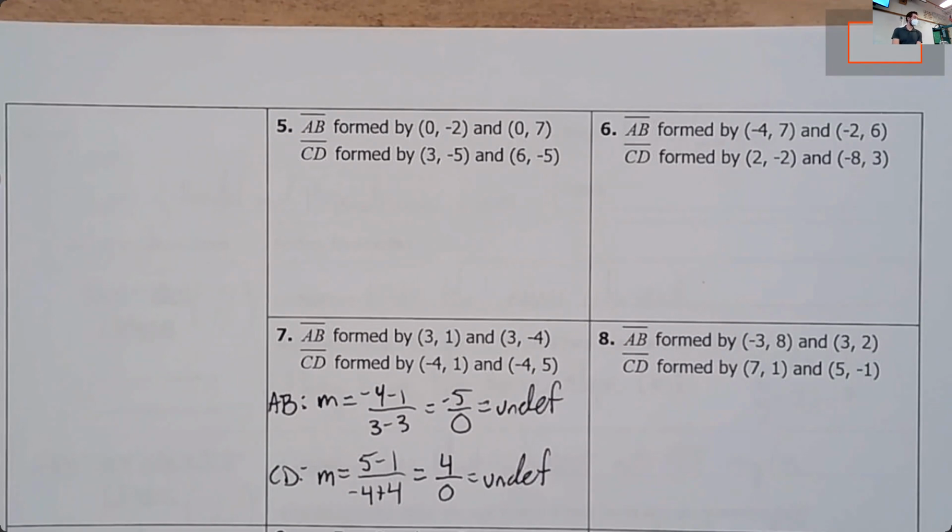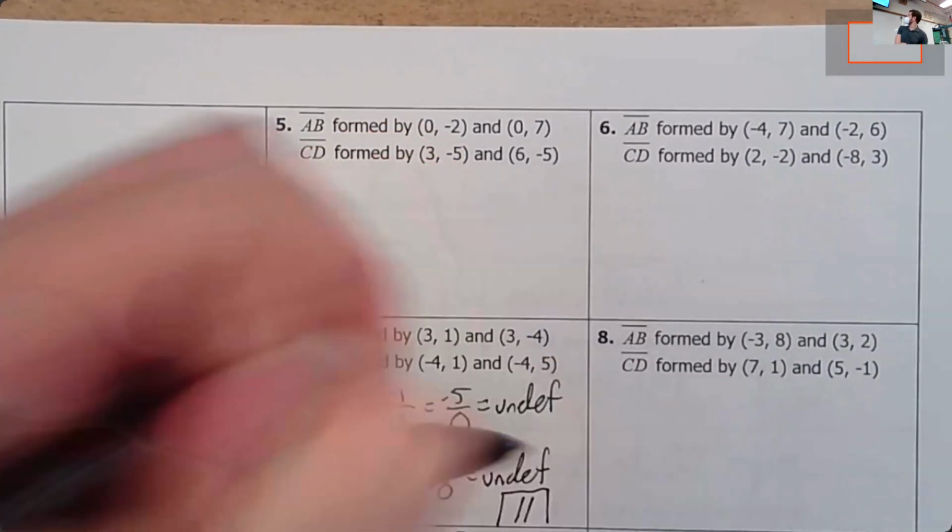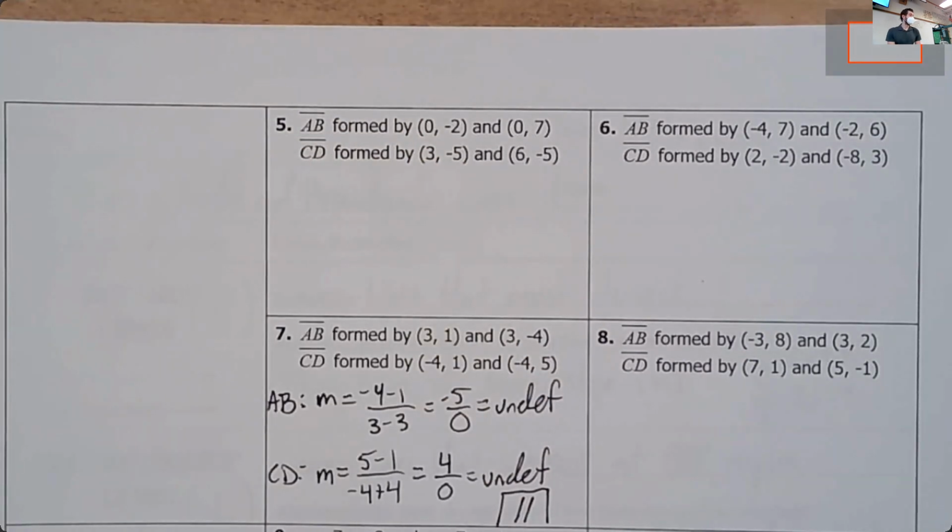So what does that mean in terms of the lines? If the slopes are the same, what kind of lines do we have? Parallel, yes. These are parallel lines. Nice. That's because these are both vertical. Undefined slopes are vertical lines. Both lines are vertical, meaning they're parallel.